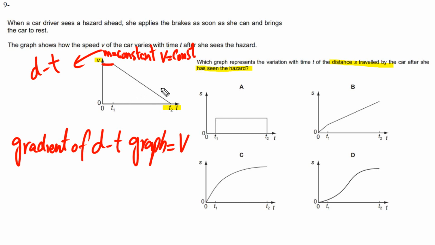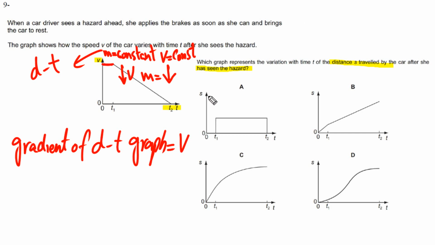So from t1 to t2, as you can see here, the velocity is decreasing. So it's simply telling us the gradient also has to decrease with time. So if we have this understanding, then we can answer.